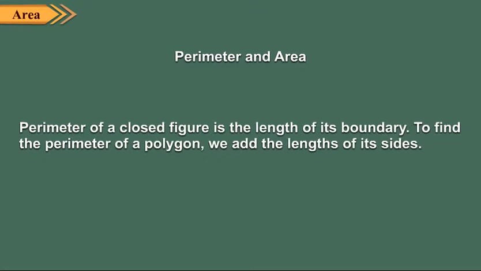In the previous class, we have learnt about perimeter and area of closed figures. Here we shall learn more about perimeter and area. Perimeter of a closed figure is the length of its boundary. To find the perimeter of a polygon, we add the lengths of its sides.